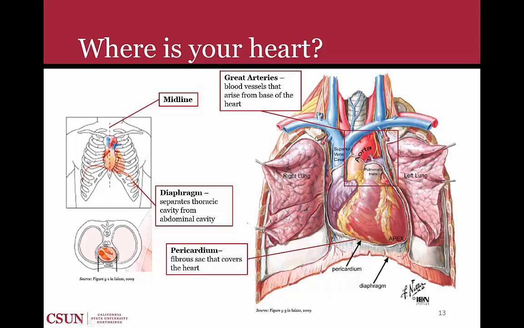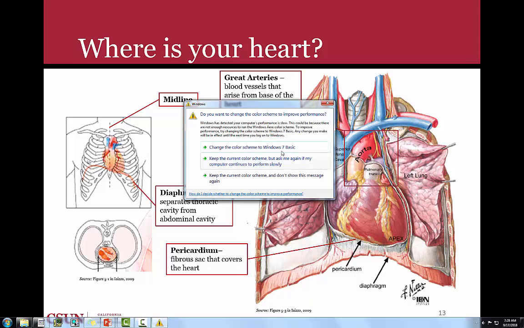Some of the big arteries I do want you to know are what are called the great arteries, and they include the superior vena cava. That is the vein that returns deoxygenated blood back to the right atrium.